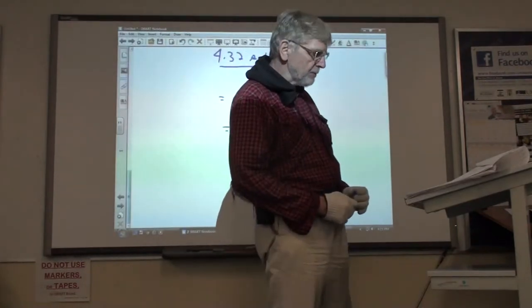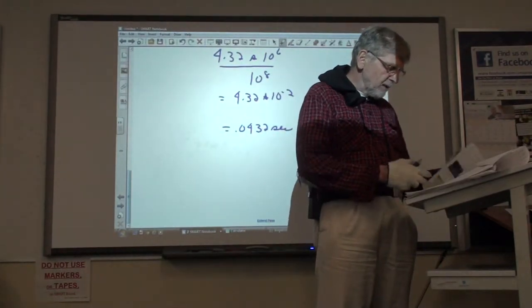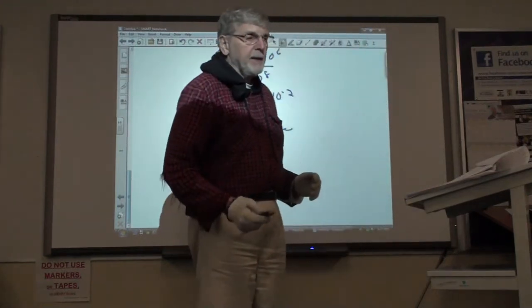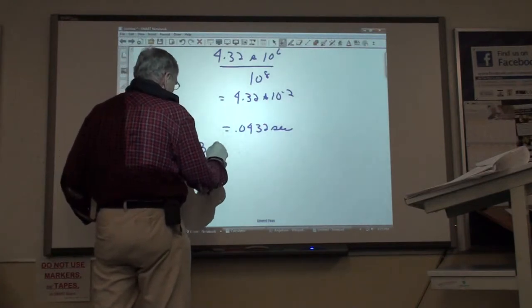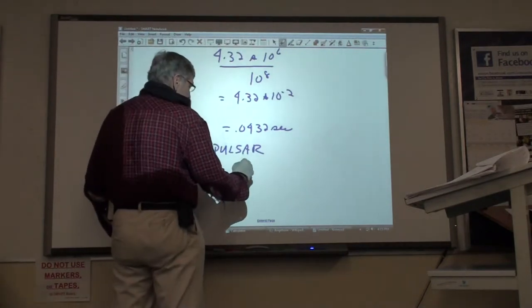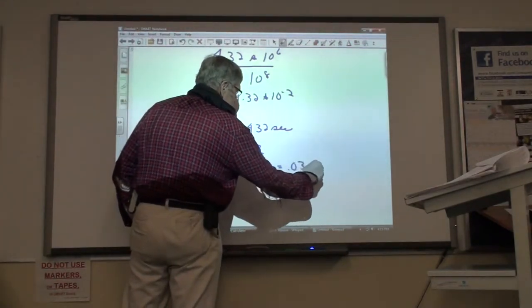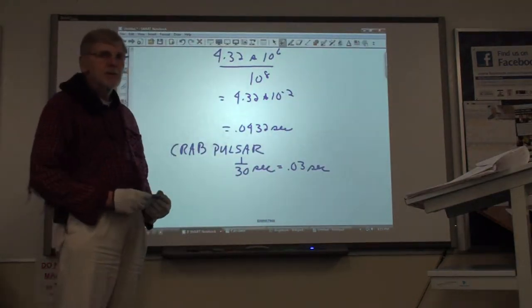And they ask us to compare this with the given data for pulsars that are in chapter 15. And in chapter 15 we find that the Crab pulsar has a period of 1/30th of a second, which is 0.03 seconds. So you see, this compares very, very favorably with the data.